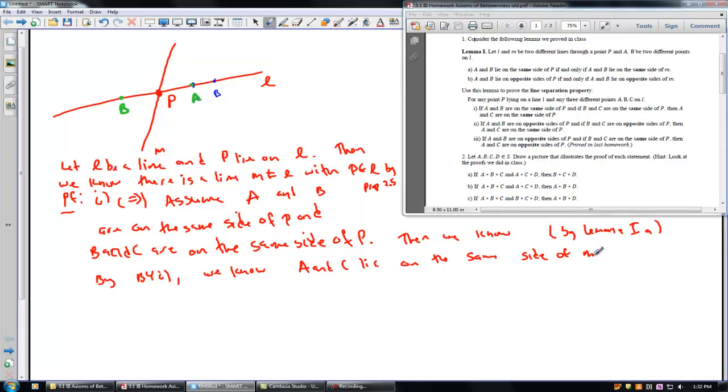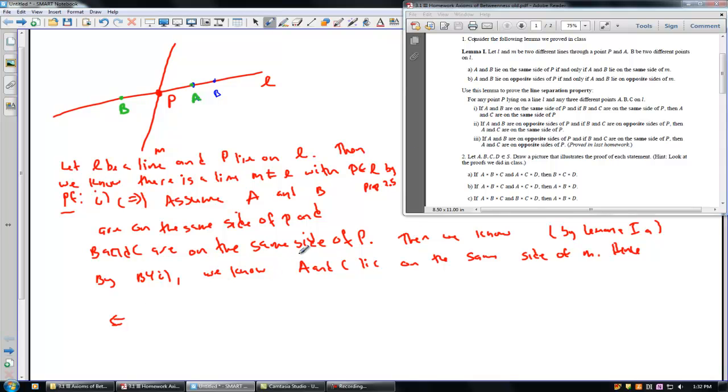Of M, right? Hence, okay, then you finish it off. Hence, by lemma 1, A and B lie on the same side of P. Oh, but it'd be A and C, right? So A and C lie on the same side of P. Okay, going the other way is exactly the same, pretty much, right?